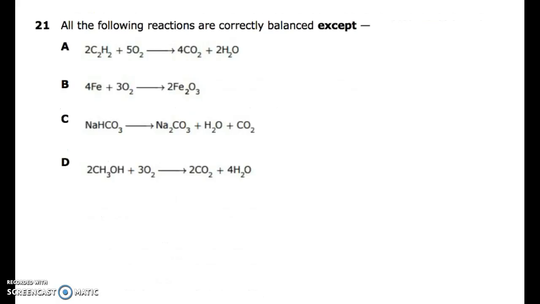Number 21. All of the following reactions are correctly balanced except, and then you have 4 chemical equations, A, B, C, and D. Again, your teacher has broken those down into the chart you used in class.